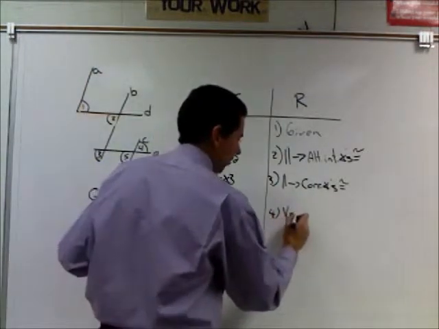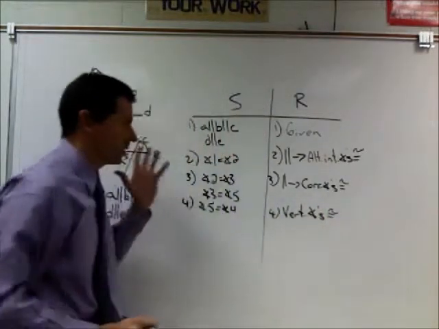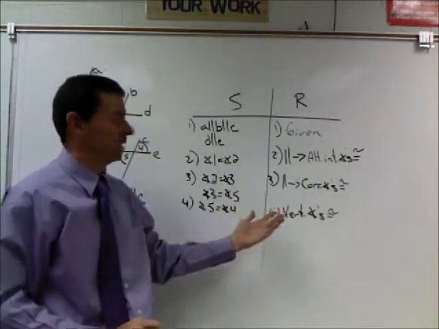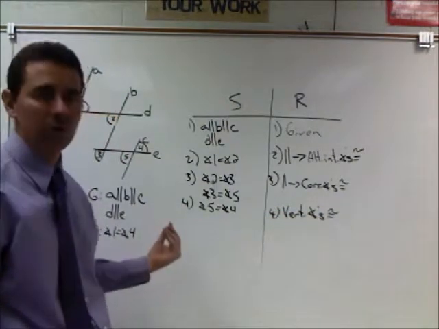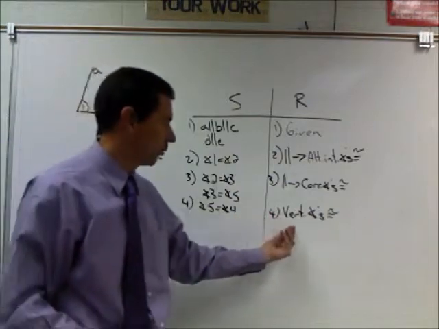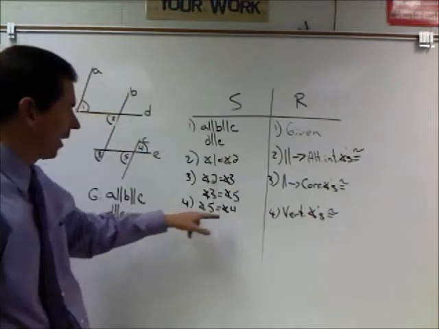Reason? Vertical angles congruent. Now don't make the mistake. I always see kids do this all the time. They want to write definition of vertical angles. It's not the definition of vertical angles that they're equal. It's a theorem that we actually proved. We showed why vertical angles are equal. So now I've got angle 5 equal to angle 4.